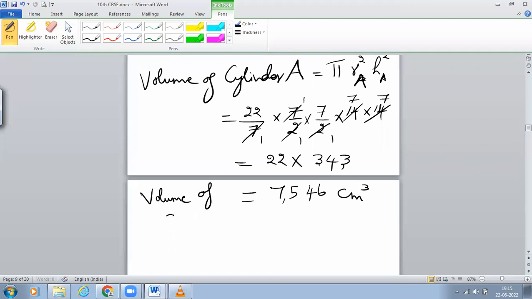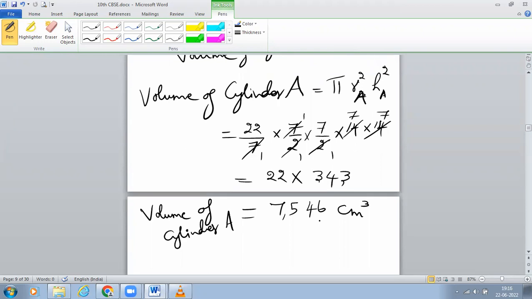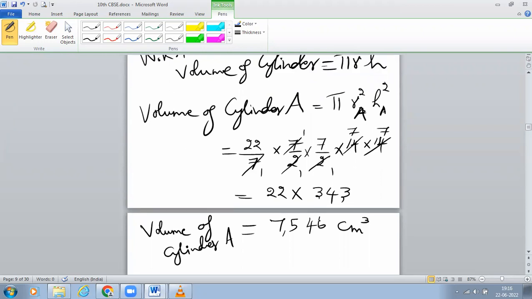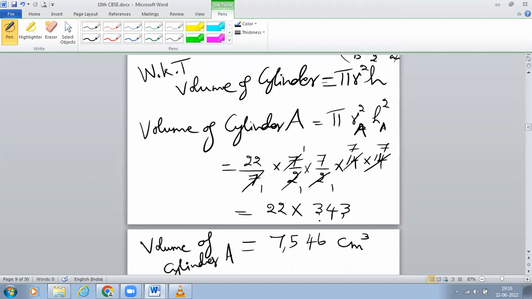Okay, so we got the volume of cylinder A. Similarly, we have to find the volume of cylinder B. Please write fast, right up to this step. The formula for finding volume of cylinder is pi r square h. For finding the volume of cylinder A, we have to use the radius of cylinder A as well as the height of cylinder A. Radius of cylinder A is 7 by 2 and height of cylinder A is 14.